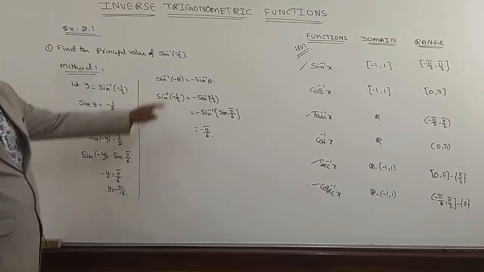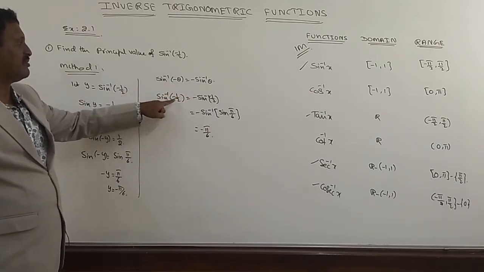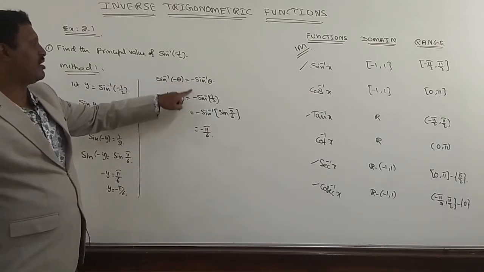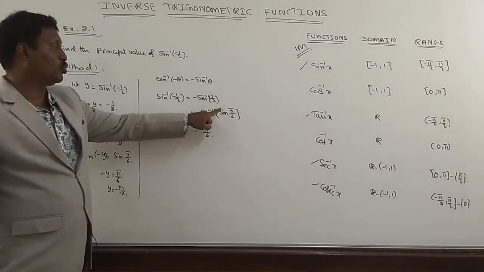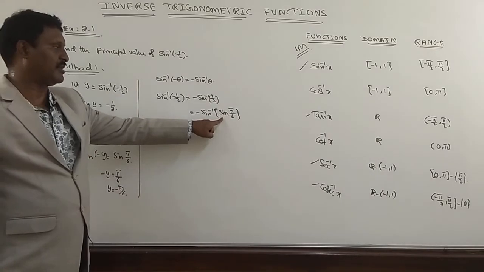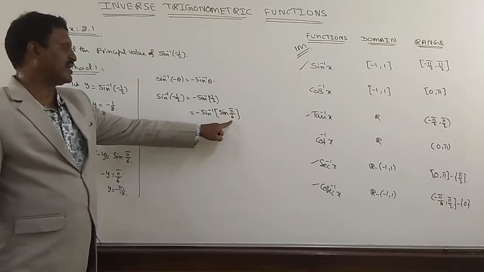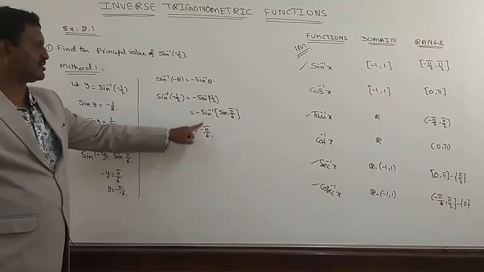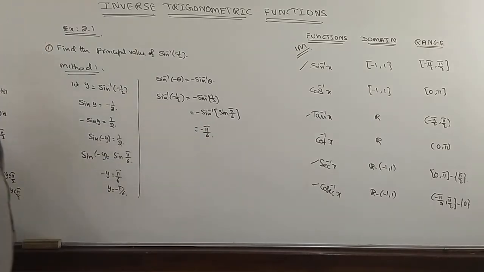Sine inverse of minus theta we can write as minus sine inverse theta. Sine inverse of minus 1 by 2, using the formula, we can write minus sine inverse of 1 by 2. 1 by 2, by using the trigonometric table, we can write sine pi by 6. Now sine inverse and sine get cancelled, we can write pi by 6. So minus as it is, minus pi by 6. Yes, write down.